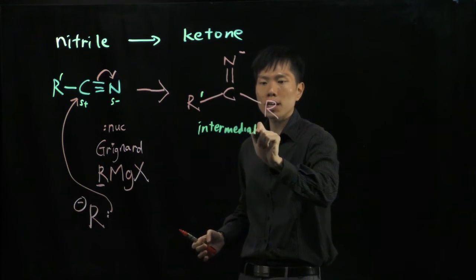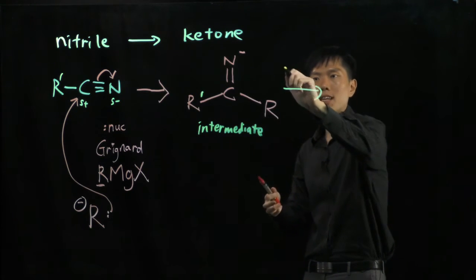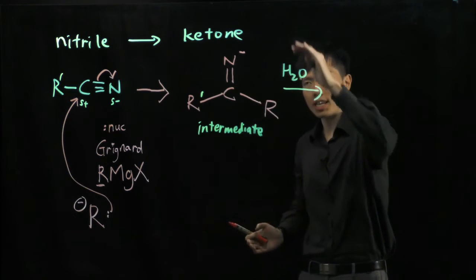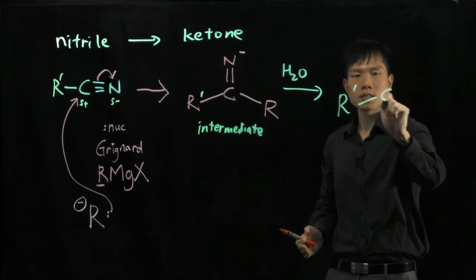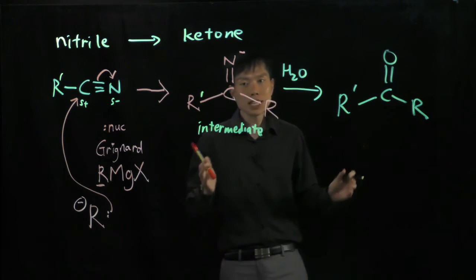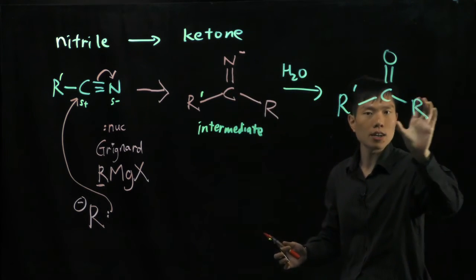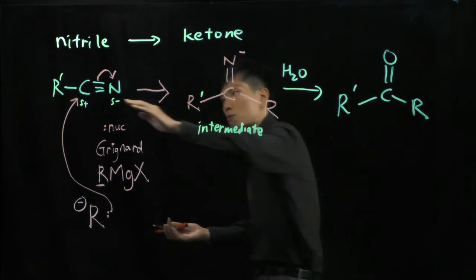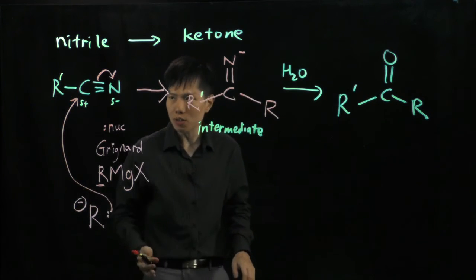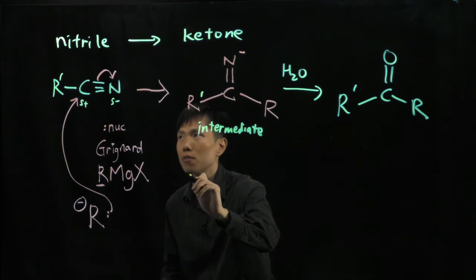And recall what we want to do here is to make it into the ketone. So at this step, we would add water. Water will hydrolyze and cleave this CN bond here, and eventually you would have the ketone. So think about it. Imagine you would like to have a ketone with a methyl group here and an ethyl group here. You have to be careful what kind of nitrile you begin with and what kind of Grignard reagent you begin with.